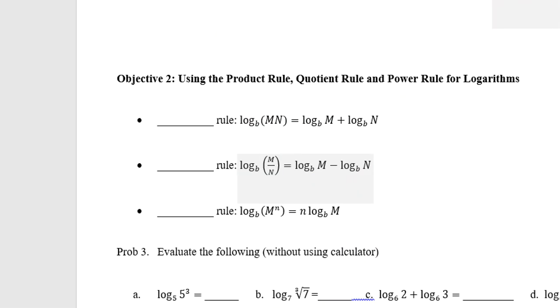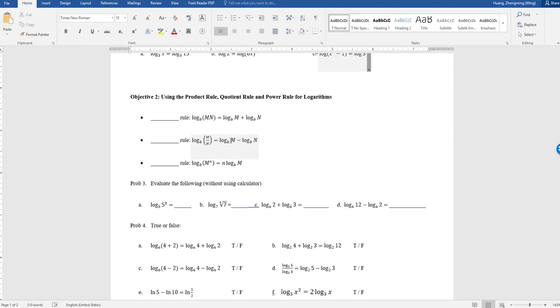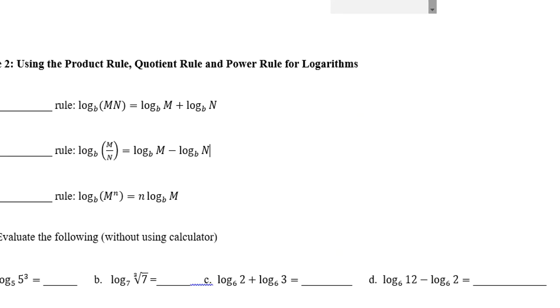So they are these properties. We call this one the product property. When you have a product, you can rewrite that as a sum. When you have a quotient, you rewrite that as a difference. When you have an exponent, this exponent can be brought down to the front to become a coefficient of the log, right? So those are the three properties that we introduced in class.